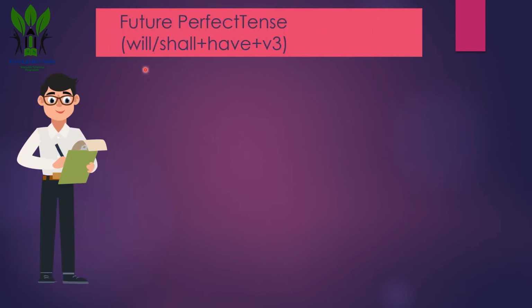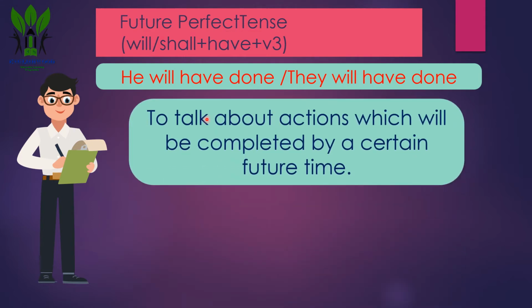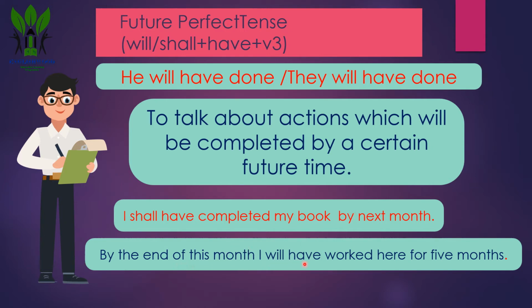Now, future perfect tense: will or shall plus have plus verb 3. He will have done, they will have done, etc. These are the sample sentences I have used since the beginning of the tense. It is used to talk about actions which will be completed by a certain future time. I shall have completed my book by next month. We use by plus a time adverbial. By the end of this month, I will have worked here for 5 months. So we can recognize the tense: by plus the time adverbial and will plus have plus verb 3 marks the future perfect tense.